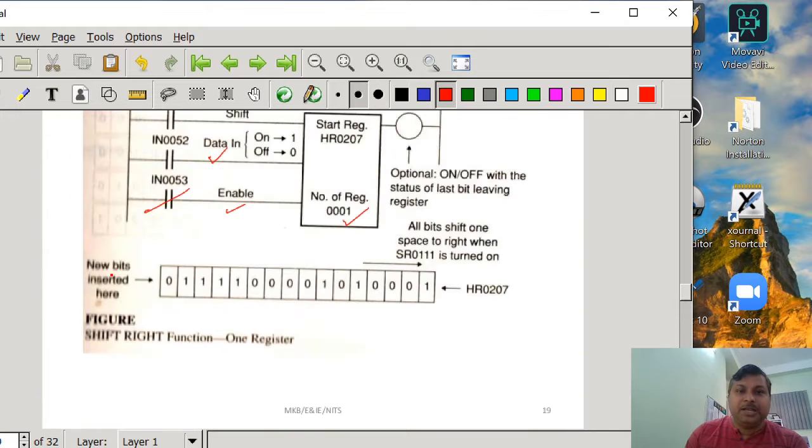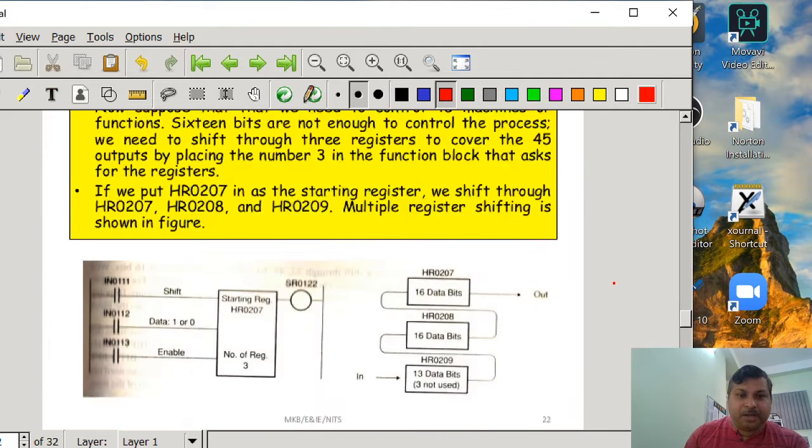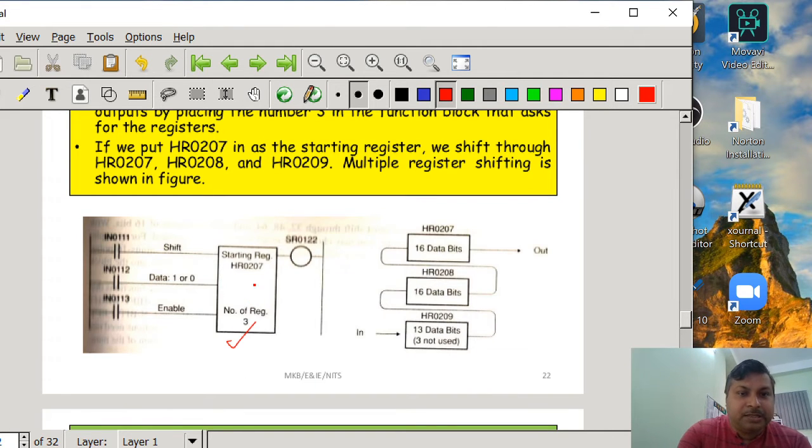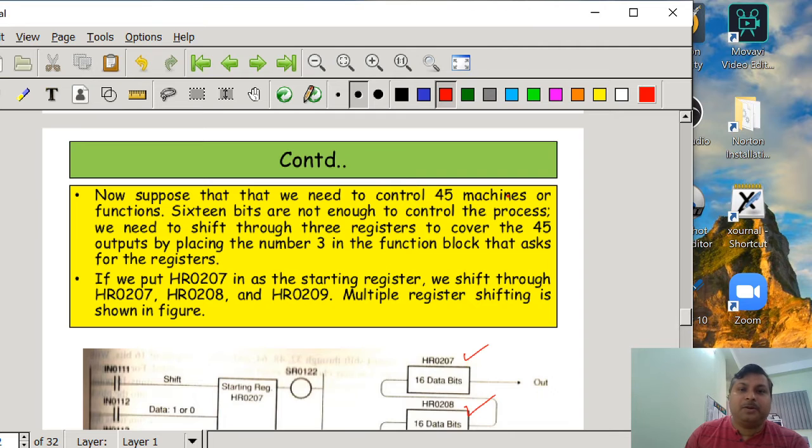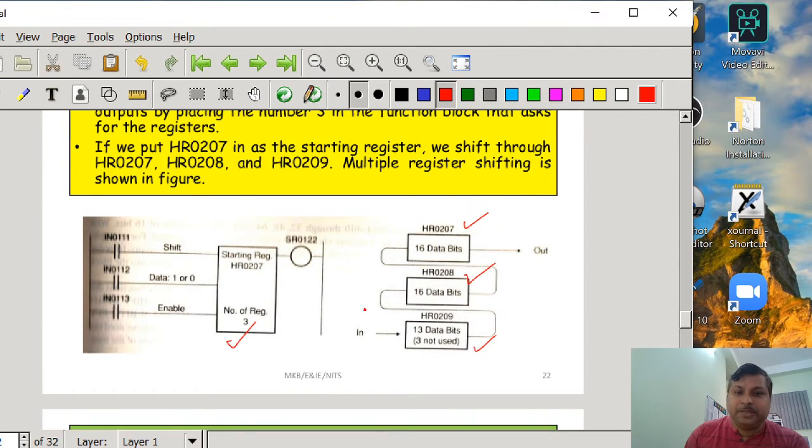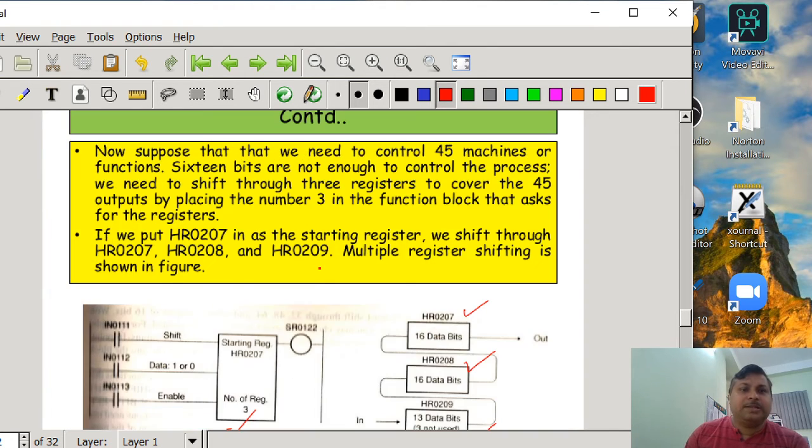So previously you see here we have taken number of register 1. Instead of that, if we write register number 3, it means that the starting register, if you specify HR207, then what is going to happen is that 207 16 bits will be loaded, HR208 another 16 bits will be loaded, and for HR209 13 bits will be loaded, because we want to control the output. 45 number of machine outputs are there. So that's why this is the way the 16 means the multiple registers the data can be shifted.